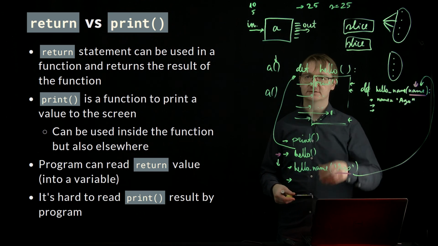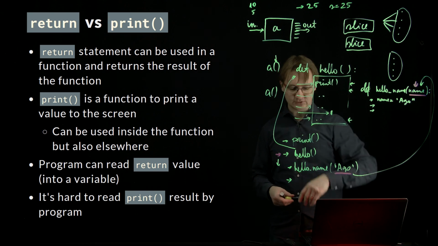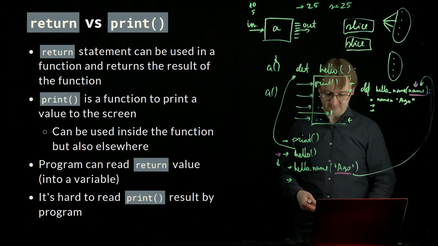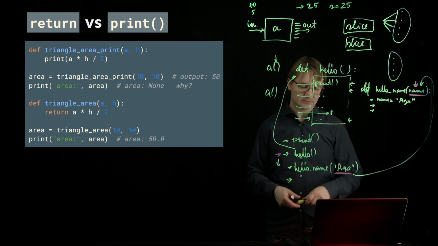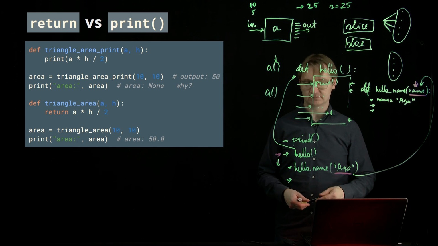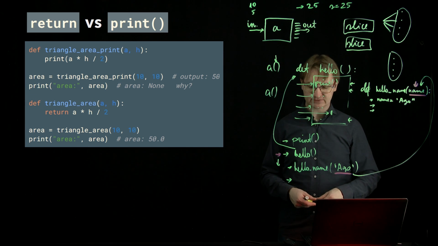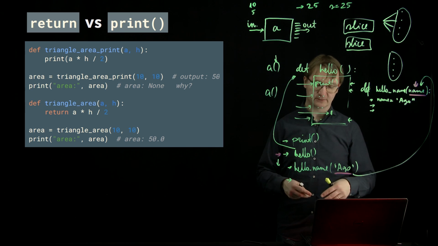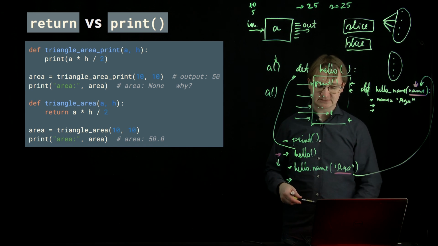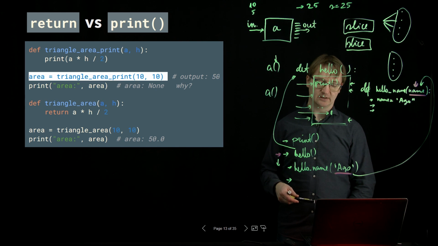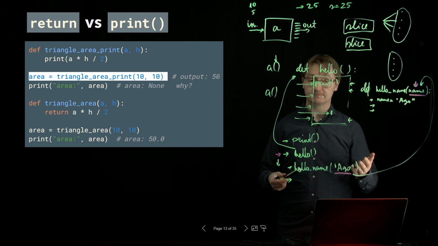So we usually just use return in that sense if we want to get something out of the function. Here's an example. We use the same triangle area calculation. The first one does the calculation and prints the result out. What happens is that I can call this function here. I can see the output is 50.